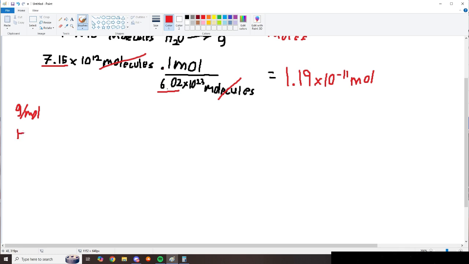So, we have H2O. We have 2 H's, and we have 1 O. So, our H's are 1.0 grams per mole.